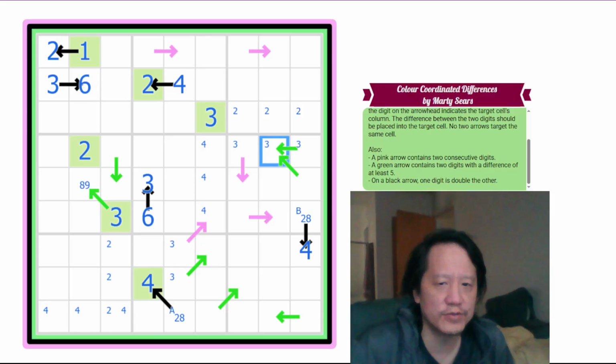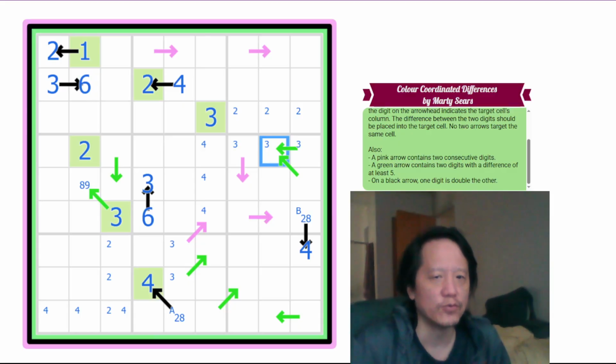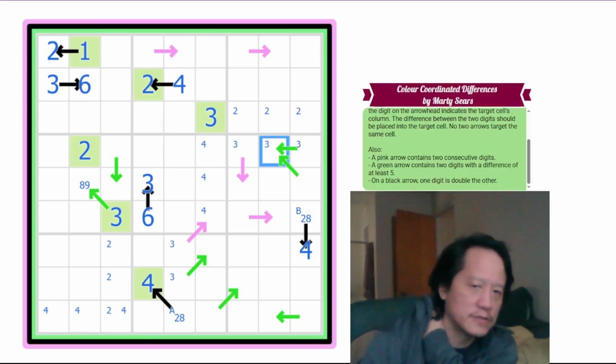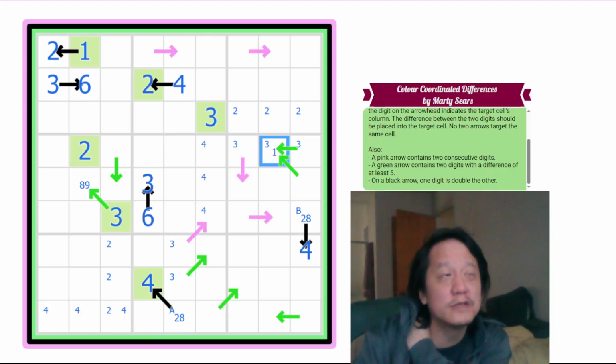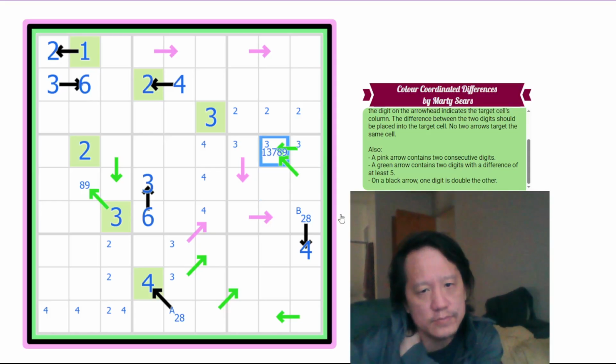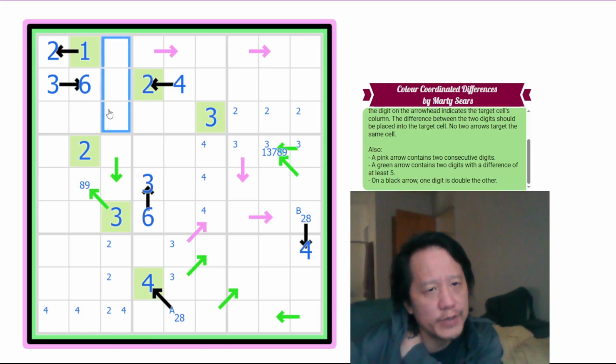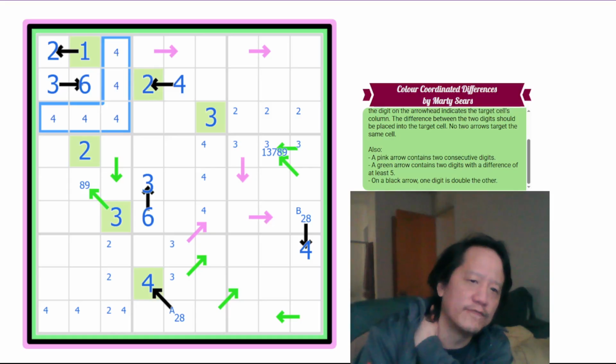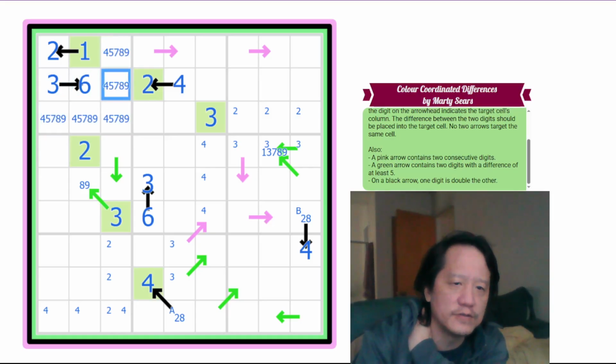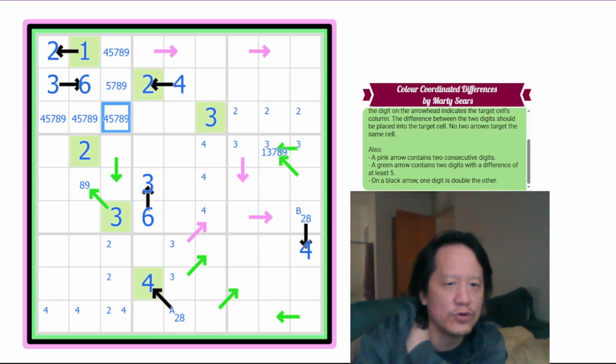So this cannot be 3. Can't be 4. Can't be 6. So this has to be 1, 2, 3, 7, 8, 9. These digits are consecutive. So are these. Remaining digits in box 1, we have 4, 5, 7, 8, 9, and obviously 4 can't be here because of the 4 in the row.